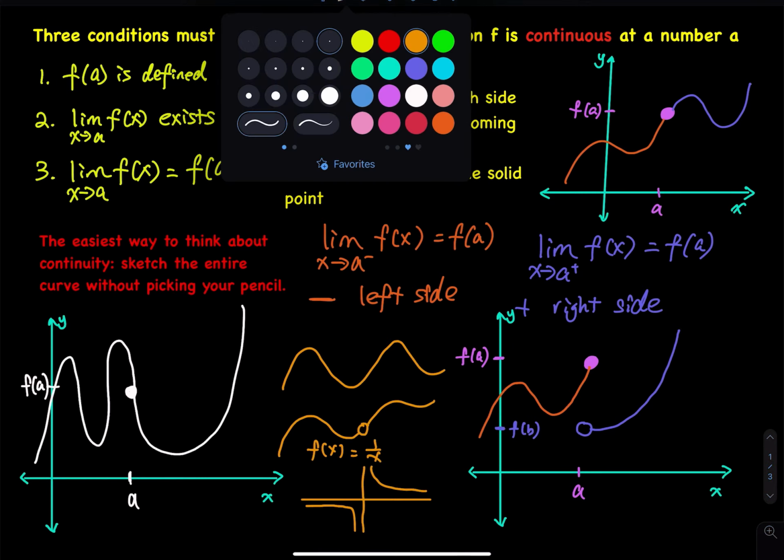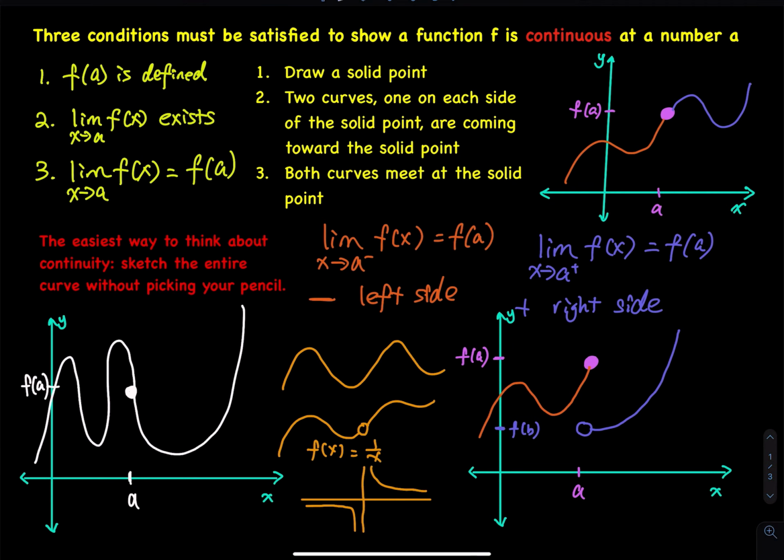So this one, let's follow the color code. For the right limit, the limit as x approaches a from the right, from this direction, of f of x. What is that equal to? That is equal to f of b, right? So what does that mean? That means the function is not continuous when x is equal to a, because you have to pick up your pencil one time to finish the curve.